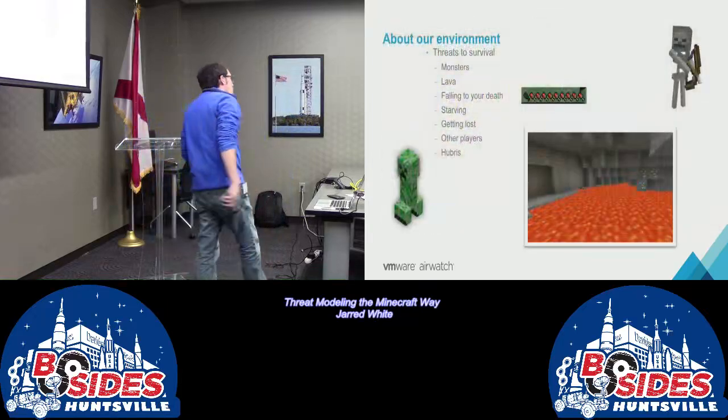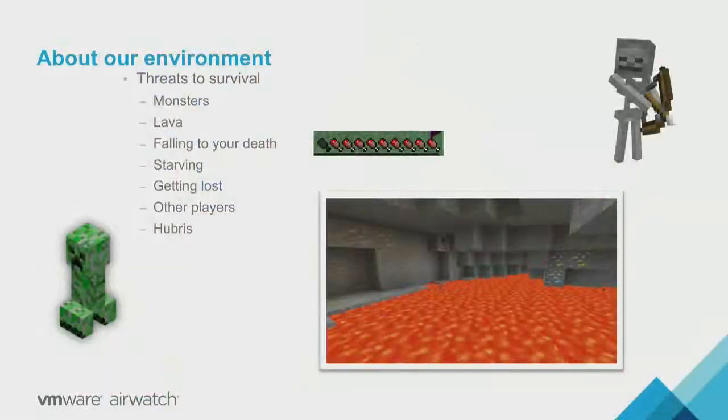So it's a dangerous world out there. Minecraft is fraught with peril. Some of the different ways that you can die here: you can be shot in the face, you can be blown up by a creeper, you could fall in lava, you could starve to death. I mentioned getting lost whenever it's raining. That's a really serious one. And of course, hubris is one of my favorites.